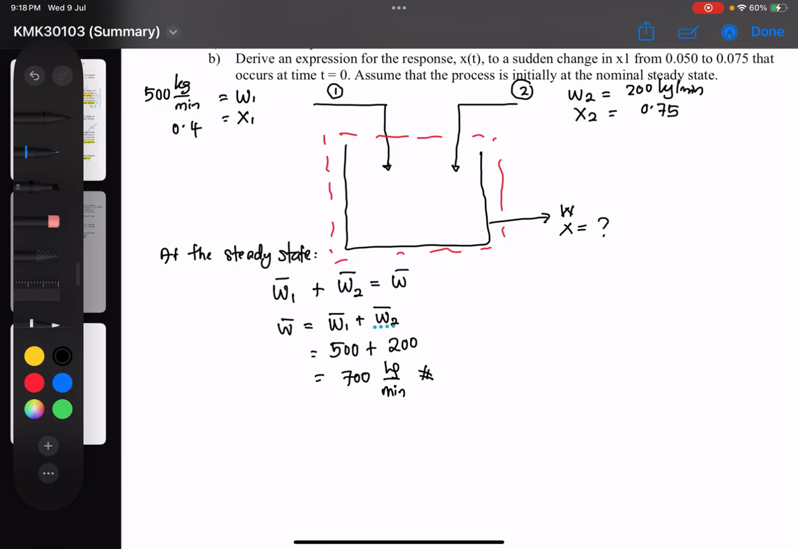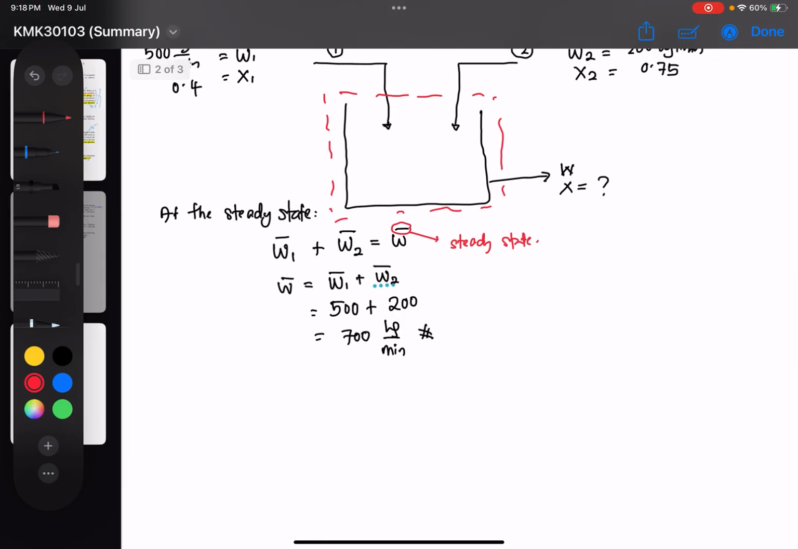This one should be straightforward. Maybe you have already forgotten what bar means. This bar actually refers to the steady state. For the steady state process, there's no mass accumulated, which we're going to discuss later. Alright, so now this is the overall balance.